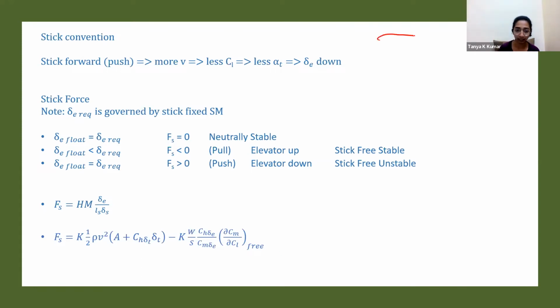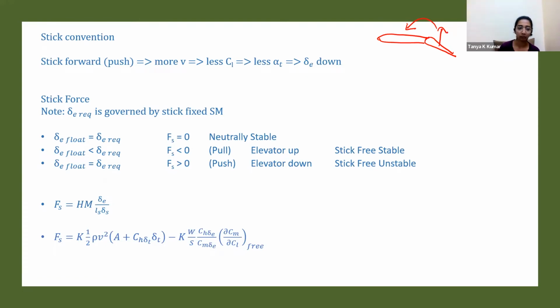Okay, we've seen, again, this is your horizontal tail. When you deflect your elevator down, a lift is produced at the center of pressure of the elevator, which produces a nose down moment, which in turn reduces your angle of attack. So pushing the stick forward gives you more velocity and less angle of attack, such that you maintain trim conditions.